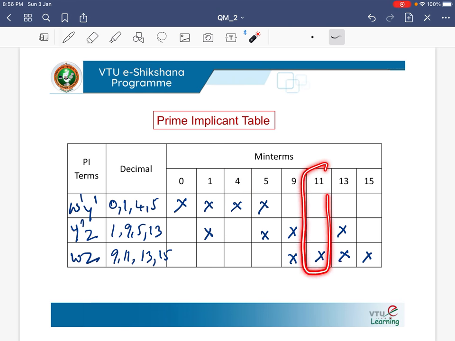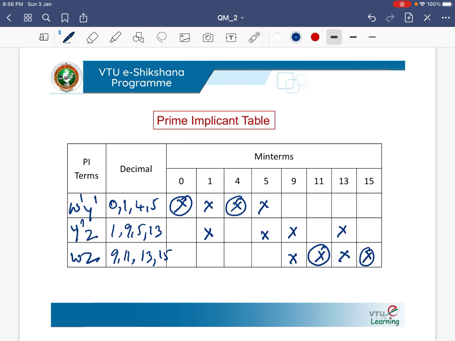And also for this, there is a single cross mark. And for this also, there is a single cross mark. Therefore, those are to be circled. So, this has to be circled. 4 has to be circled. 11 has to be circled. And 15 has to be circled. You have to check whether all the minterms are covered or not. So, these circled ones indicate that they are the essential prime implicants.